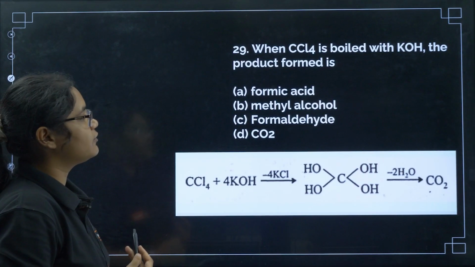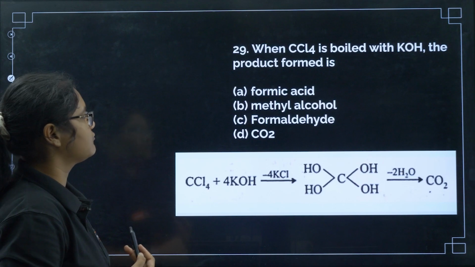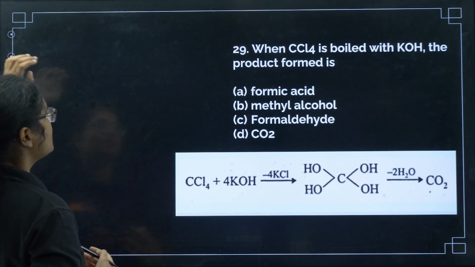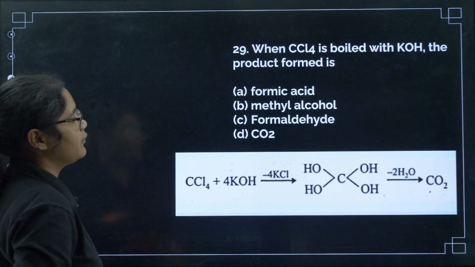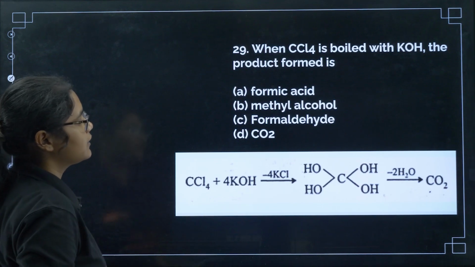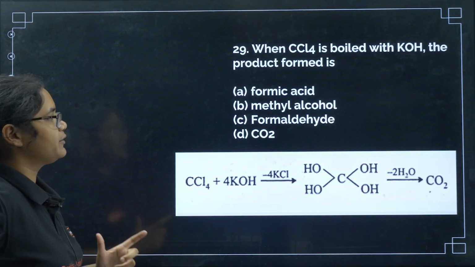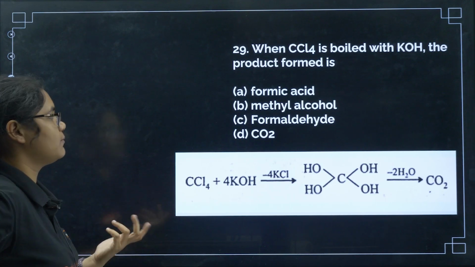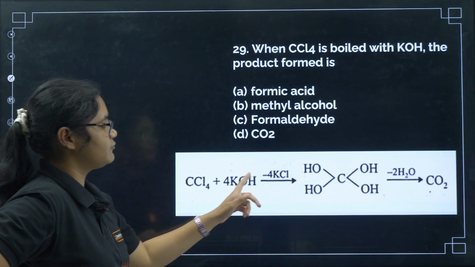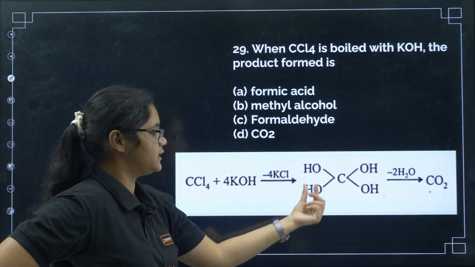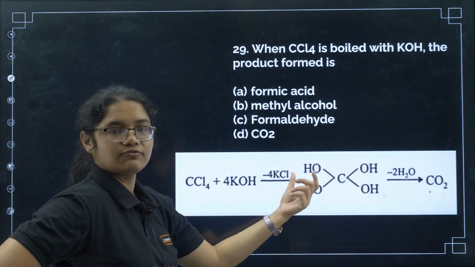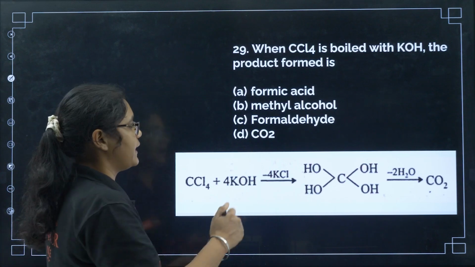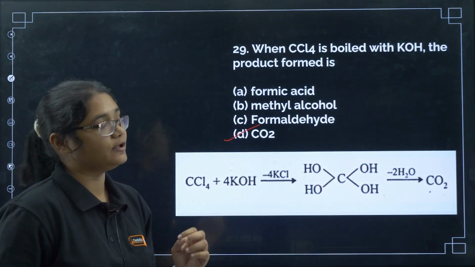Next, when CCl4 is boiled with KOH, the product formed is. So you can see here CCl4, if you are treating it with KOH, what will we get? Let us see question number 29 here. When CCl4 is boiled with KOH, the product formed is. So here there will first be alcohols formed, and four OH groups on one carbon are not stable. So 2 water molecules will dehydrate and you will get carbon dioxide.